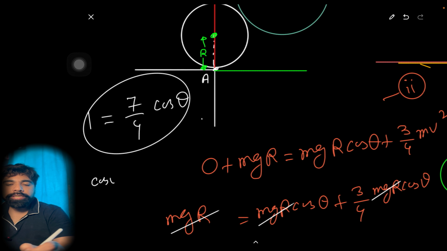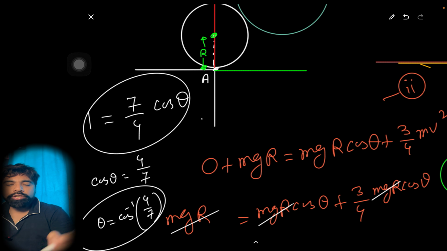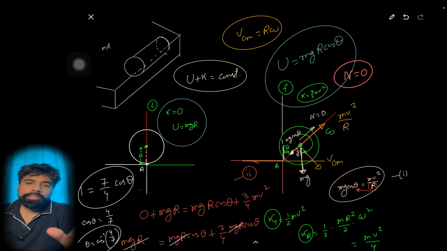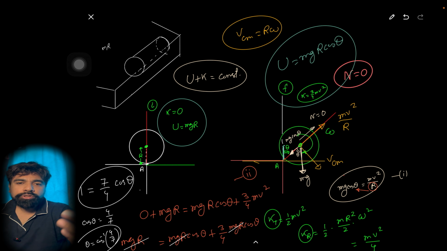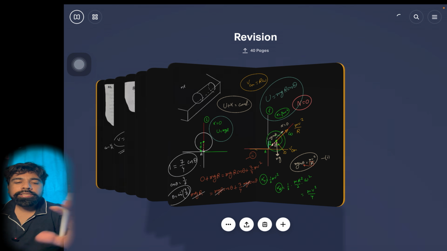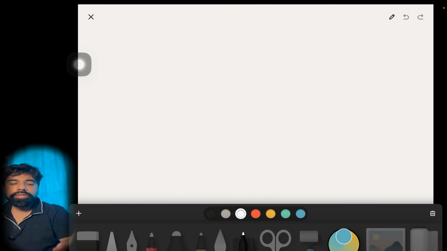So what is cos theta? Cos theta is 4 by 7. So theta is equal to cos inverse 4 by 7. So this is the angle of rotation of the cylinder at the instant the cylinder is on the verge of losing contact. Now we have to also calculate the velocity. So the second part of the question is asking that when the cylinder has rotated by this angle theta, so I'll redraw the diagram.